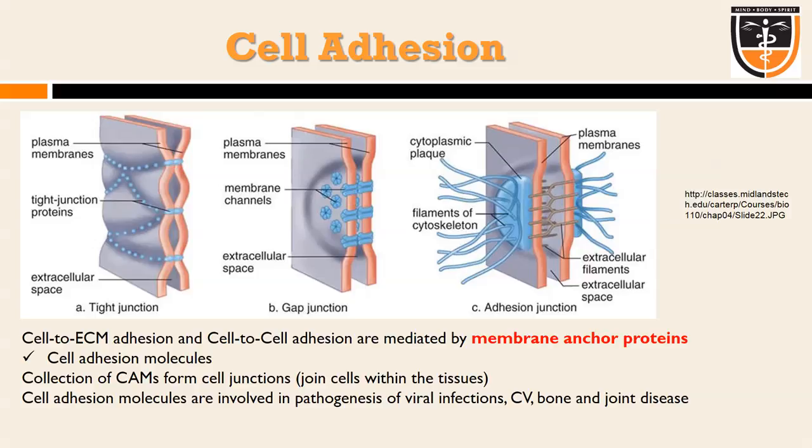These are known as cell adhesion molecules, and a collection of cell adhesion molecules will form cell junctions. What are the cell junctions? These are the areas of the cell that get attached to other cells, so they ensure also attachment of cell to cell. Now, these cell adhesion molecules are also important in pathology. Why? Because they're involved in pathogenesis of viral infection. We're going to mention them. They're important in pathogenesis of cardiovascular disease, and they're also important in diseases of bone and joints.